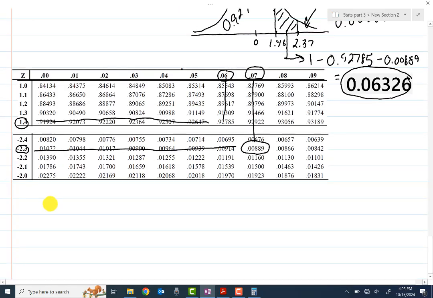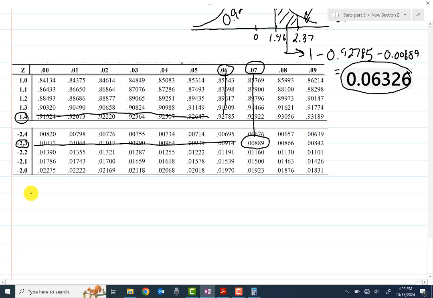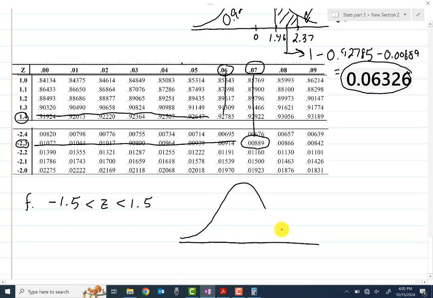And there's one last one, that's F. It's something of a symmetric problem. You'll see it when I show it to you. Here we have negative 1.5 is less than Z, which is less than 1.5. Drawing a picture. This is what I want.